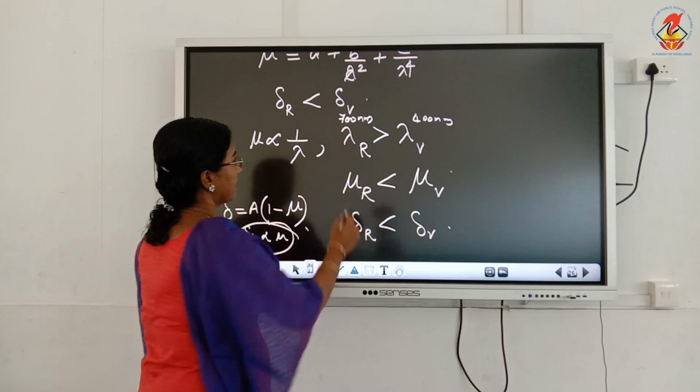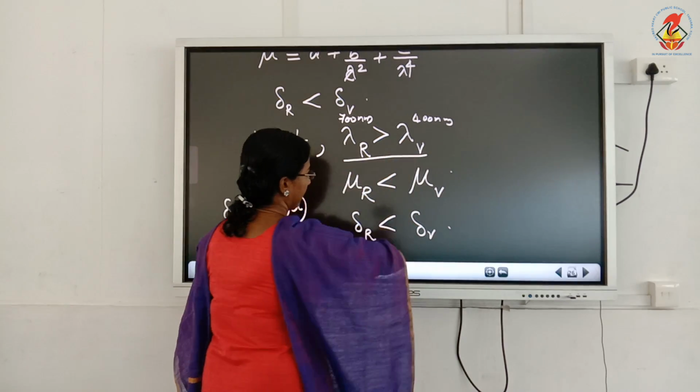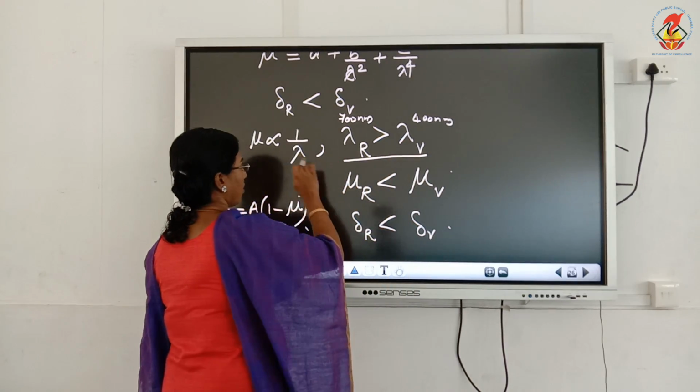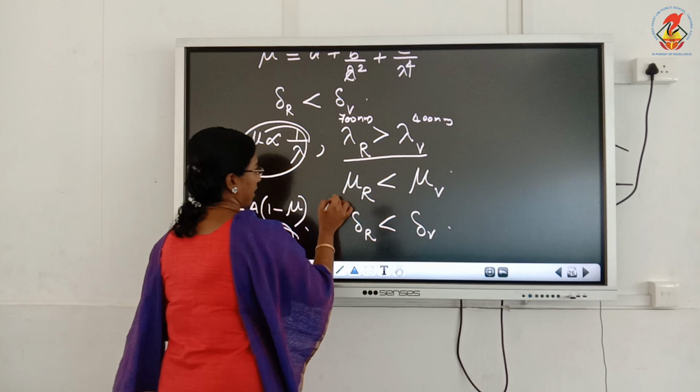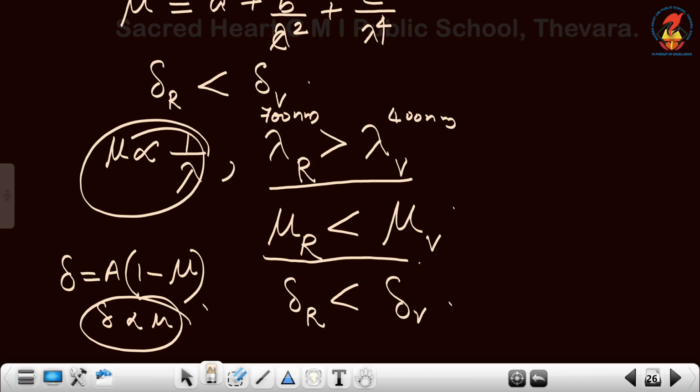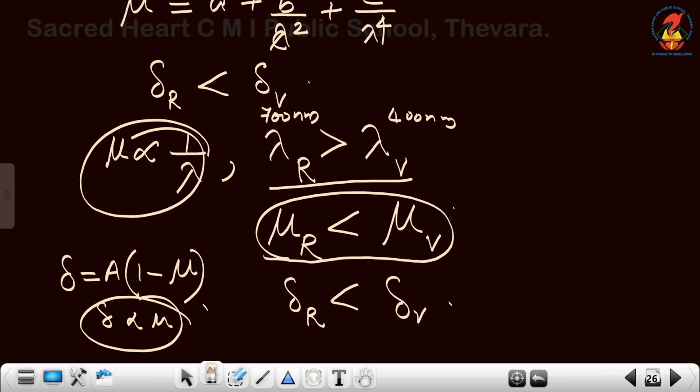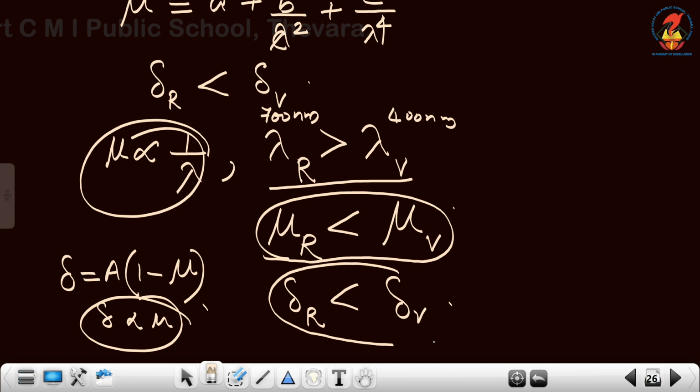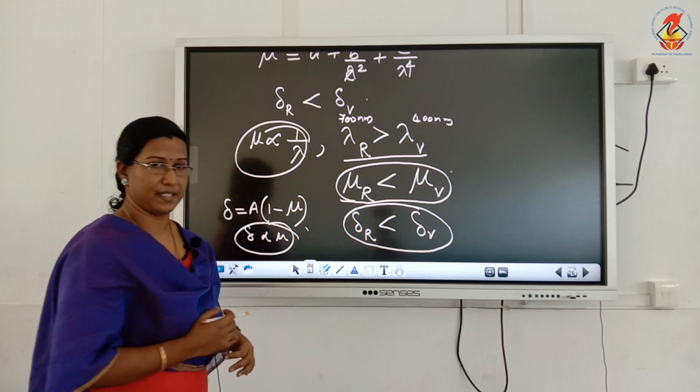Wavelength of red is greater than wavelength of violet. So hence, according to Cauchy's relationship, the refractive index of red by the medium will be less than the refractive index of violet, and hence the deviation produced in red light will be less than the deviation produced in violet light. Thank you.